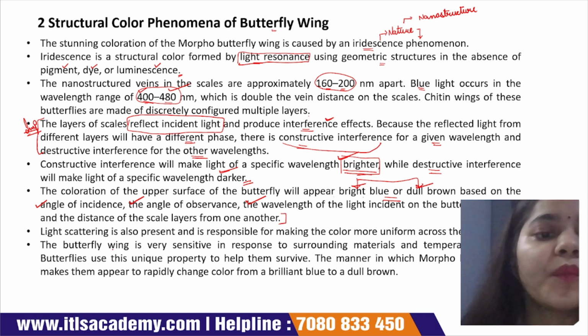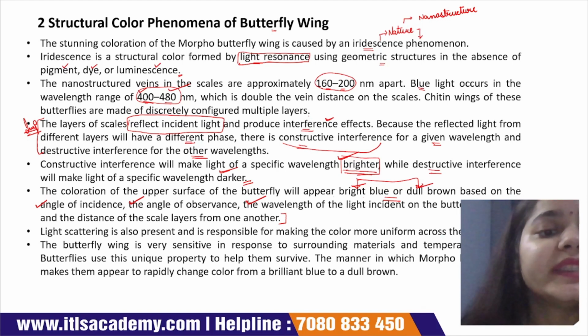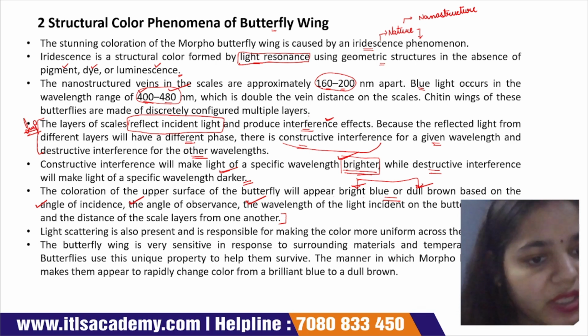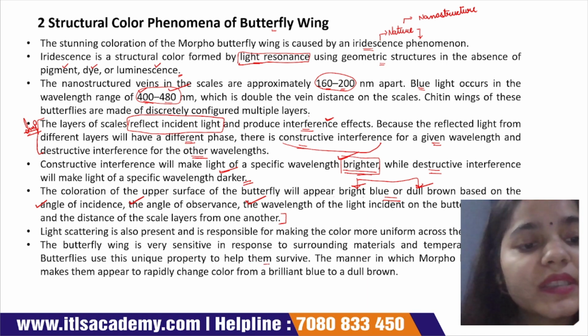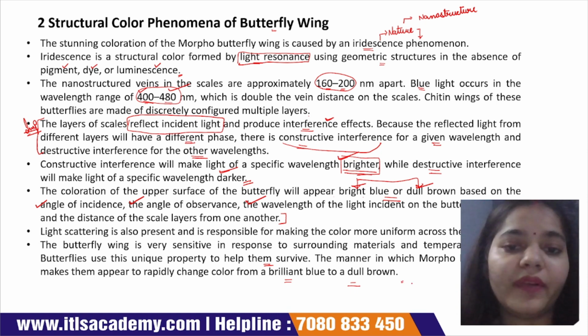Now, light scattering is also present and is responsible for making the color more uniform across the wings. The butterfly wings are very sensitive to surrounding material and temperature change. Butterflies use this unique property to help them survive. This is how the morpho butterfly appears to rapidly change color from brilliant blue to dull brown. This is the structural color phenomenon of butterfly wings.